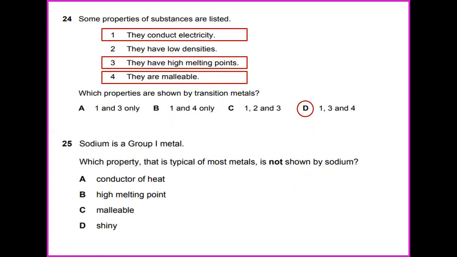Sodium is a group 1 metal. Which property that is typical of most metals is not shown by sodium? Okay, if you can see, these are the elements considered under group 1 metals. Sodium's melting point is only 98 degrees Celsius, whereas lithium has a higher melting point than sodium. So which property that is typical of most metals is not shown by sodium? High melting point.